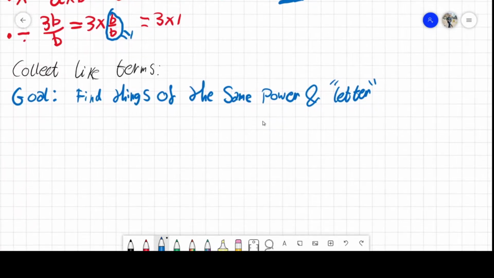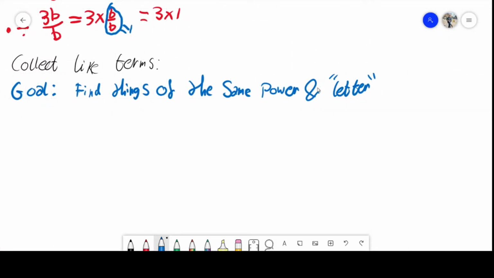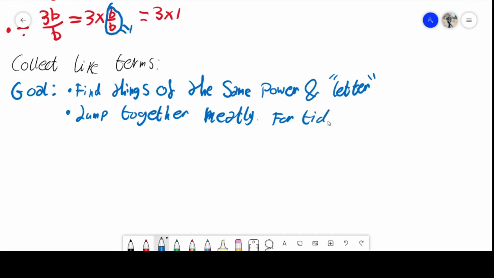So now that this is our goal, we found them, and then we want to lump them together neatly. That's not how you write an N. There we go, that is. And then we want to lump them together neatly for tidiness' sake, because everything looks better when it's tidy, right? Okay, so let's start with a nice simple form of this then.